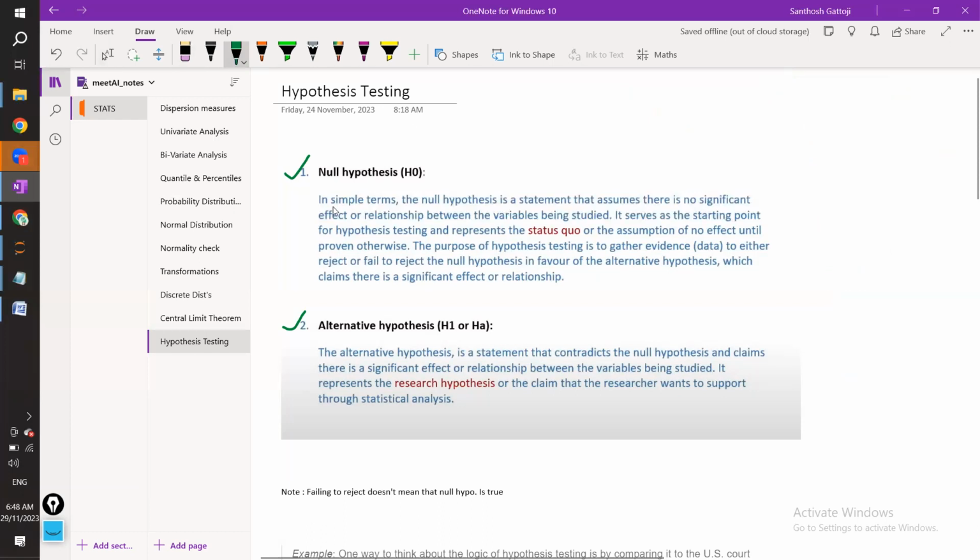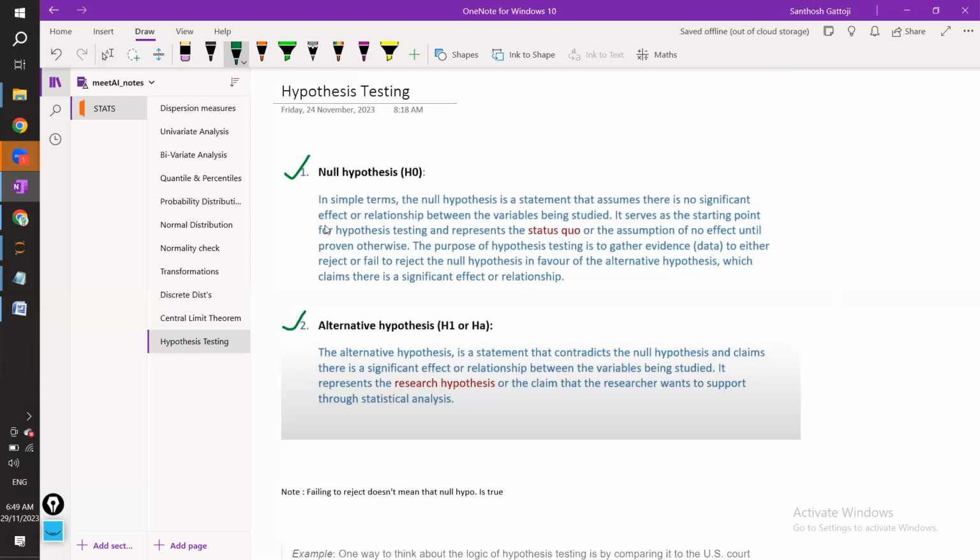See, in simple terms, a null hypothesis is a statement that assumes that there is no significant effect or relationship between the variables being studied. The null hypothesis is denoted by H naught. The way the null hypothesis is mostly created, we will say there is no relationship between the variables being studied, or there is no significant effect.